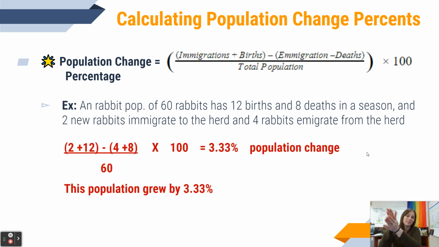All right. Now the equation in the example is right, so just make sure you fix it: it should be emigration plus death, not emigration minus death. But it's going to be 2 plus 12 minus 4 plus 8, divided by 60, which was the original population, and you multiply that by 100. And our percent change in the population is going to be 3.33%. So what we would say is this population grew by 3.33%.